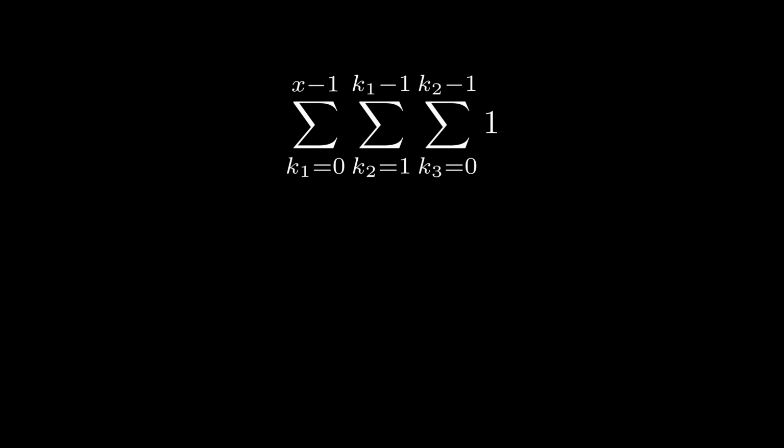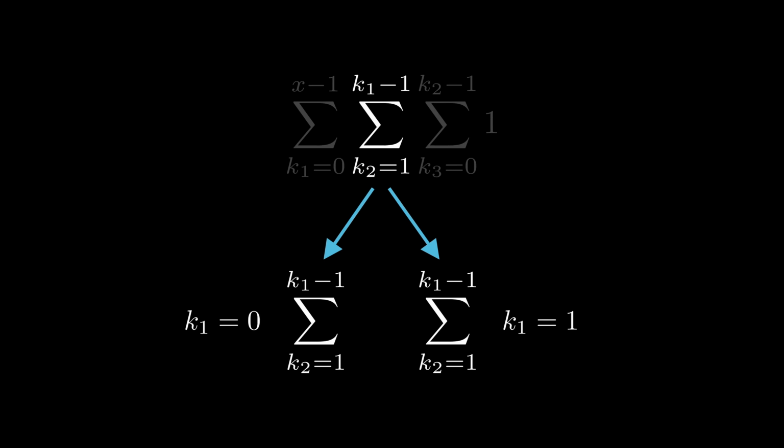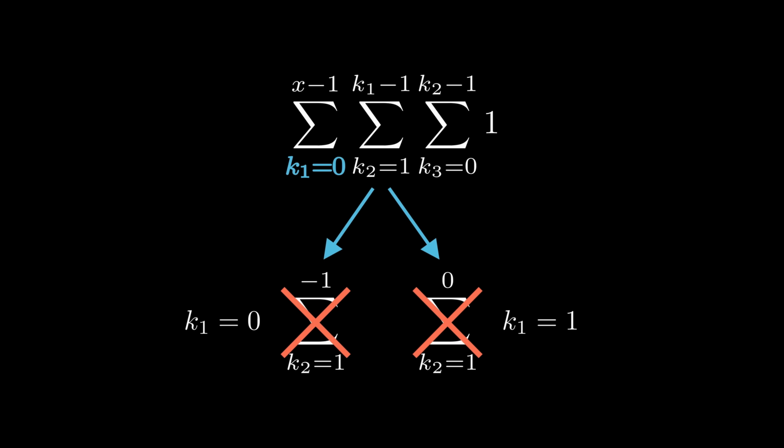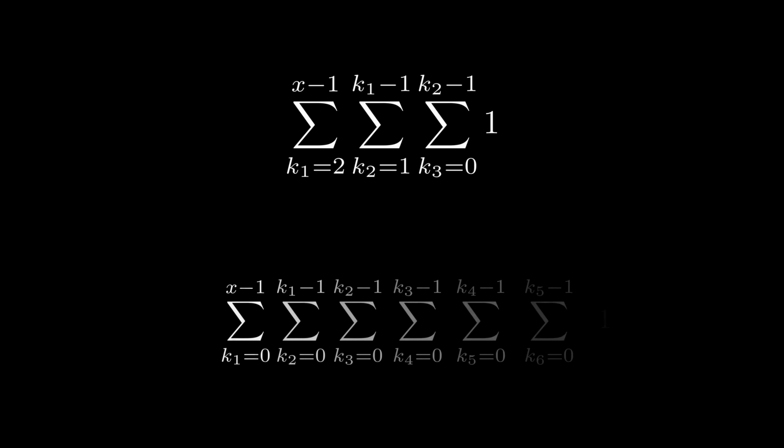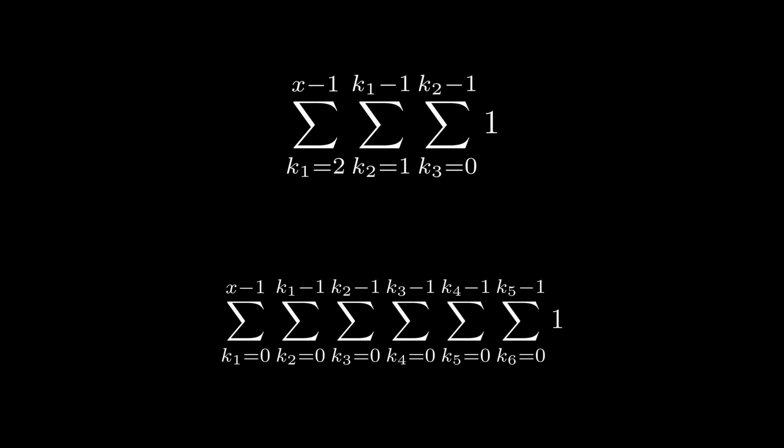Similarly, we can look at the middle sum when k1 is 0 or 1. The upper bounds of this sum would then be negative 1 or 0, which are both less than the lower bound of 1. So in both cases, the sum would be over before it started. This means that we can skip 0 and 1 and just start k1 at 2. And if we had more sums, this pattern would continue. The lower bounds would keep increasing by 1 as we go to the left.